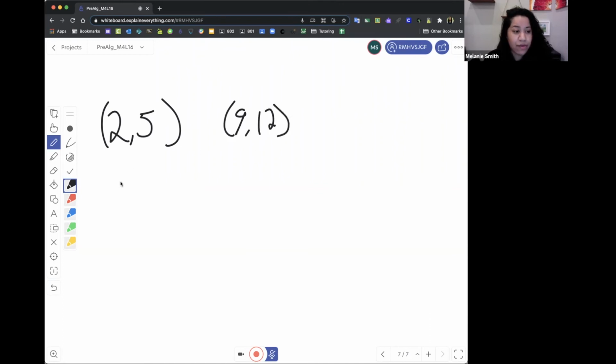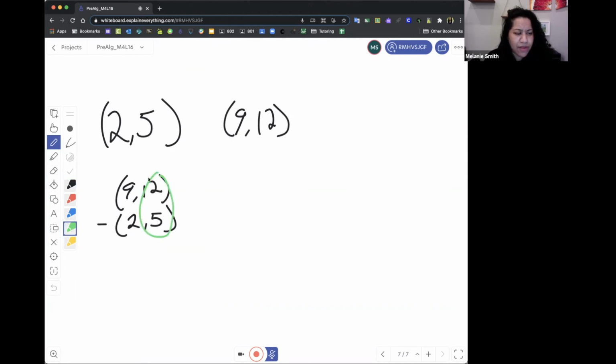Okay, I'm going to rewrite my points so that one is on top of the other. 2, 5, 9, 12. It honestly doesn't matter which point you put first. And since I know I'm going to be subtracting, let me put these big numbers first, so that way I'm not going to be dealing with negative numbers. So I'm going to do 9, 12 minus 2, 5, right? And so I'm going to do this point minus this point.